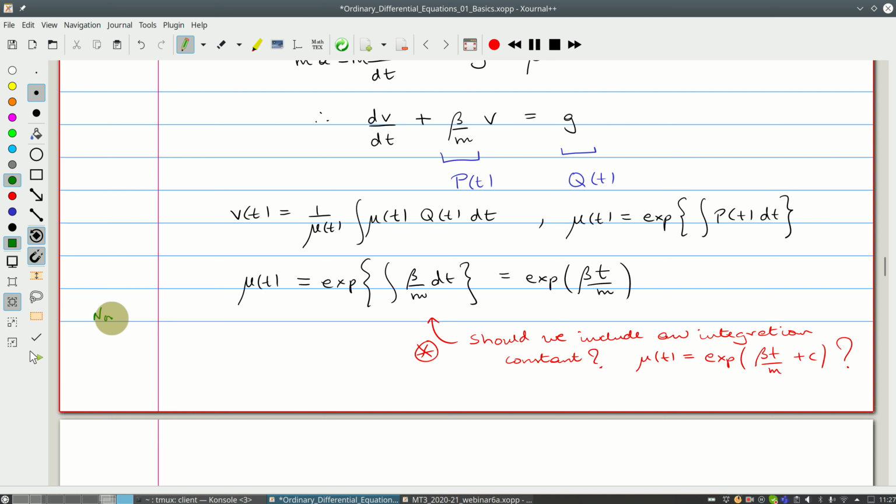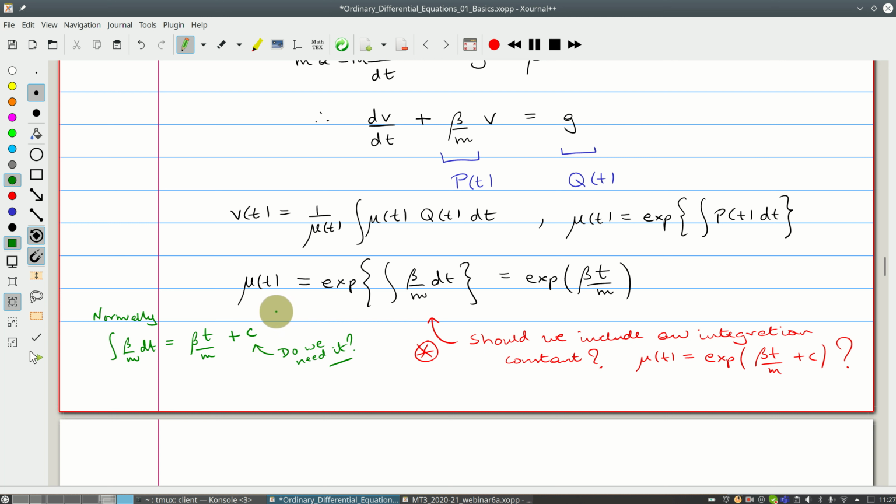So normally the integral of beta over m dt would be written as beta t over m, which is what I've got there, plus some constant c. So what about this? Do we need it? Now, before I actually give you the answer, think about it. Do we actually need that constant c? If I put that constant c in there, what would happen to mu?